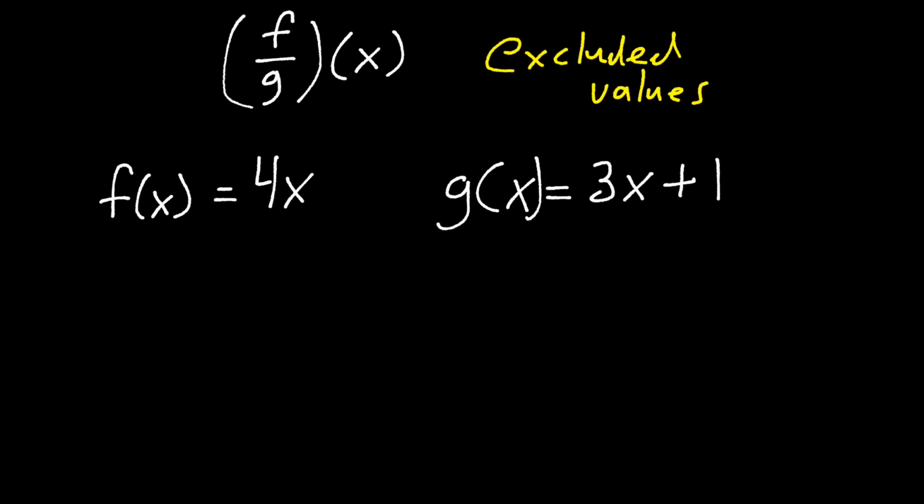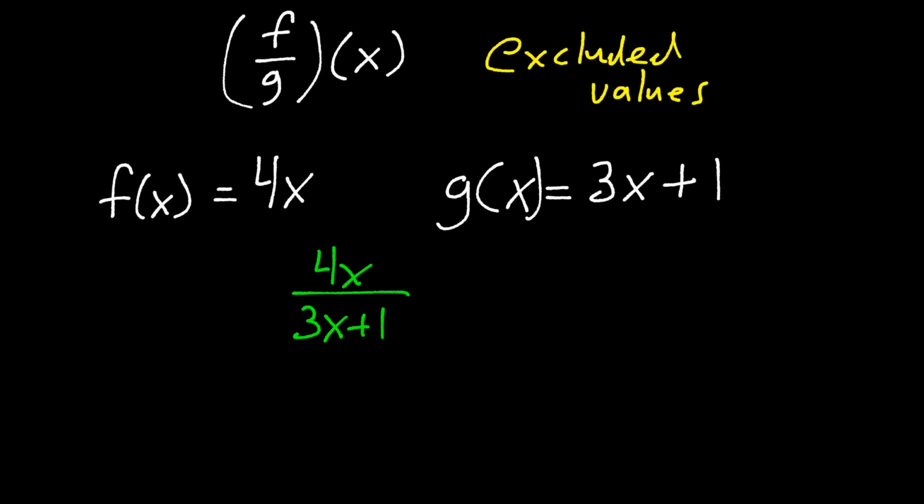So, as it looks like, we're just going to make a fraction out of our two functions. f goes on top, g goes on the bottom. So that'll give us what? It'll give us 4x on top, 3x plus 1 on the bottom. And sometimes we'll have to simplify this, but in this case we really can't. So we would just leave it as 4x over 3x plus 1. But this is where the excluded values comes in.